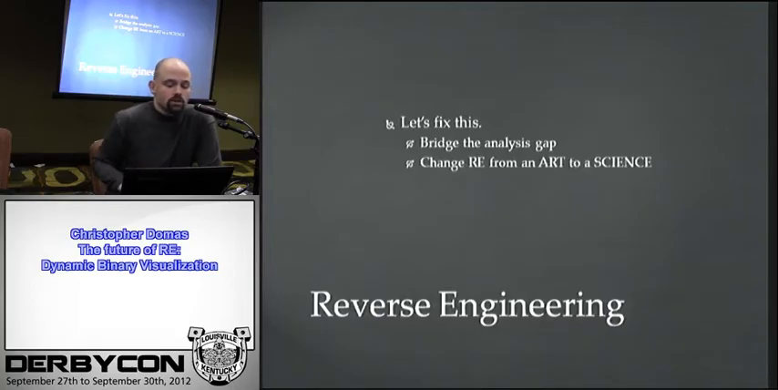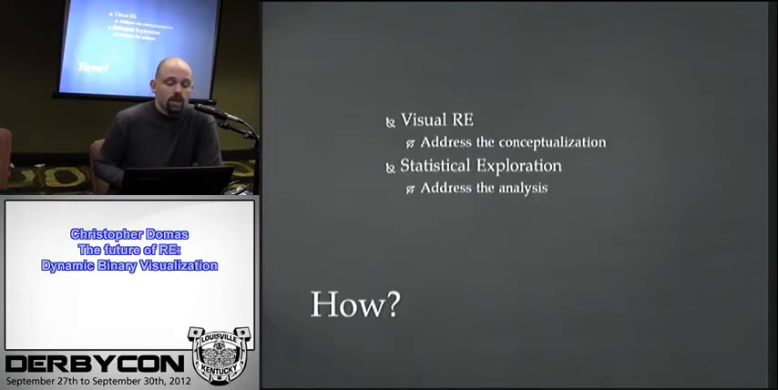So those are ambitious goals, so how can we accomplish those things? Well, I think we have the tools available through two things. The first is going to be what I call visual reverse engineering. This is going to address the issue of binary conceptualization, how we understand binary data. The second way we can tackle these problems is through statistical exploration techniques, and this is going to address the issue of how we analyze binary information.